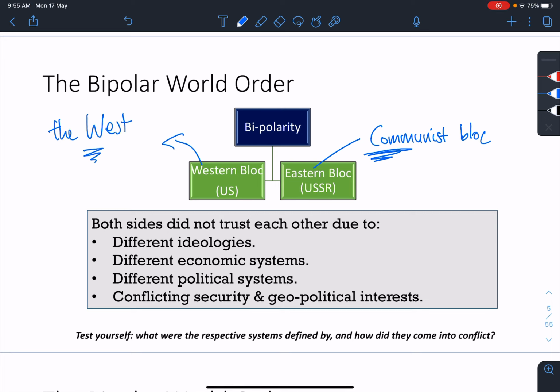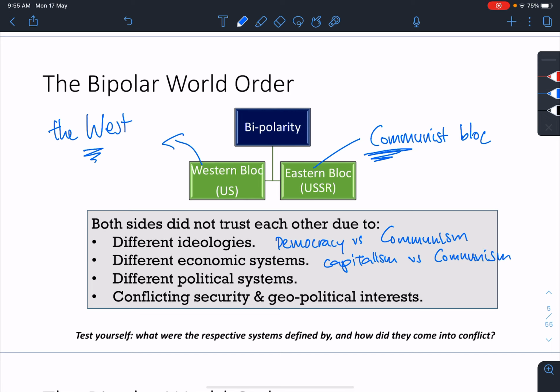All right, so we know that there are some reasons why they don't like each other. We have different ideologies. What are their ideologies? Basically, we have democracy versus communism. Okay, you should know this. They have different economic systems, right? They have capitalism versus communism. We also know that communism is an economic system. Okay, different political systems, where one man, one vote versus there's only one party. Okay, and conflicting security and geopolitical interests. What does this mean? When we are talking about security, we are usually talking about military concerns.